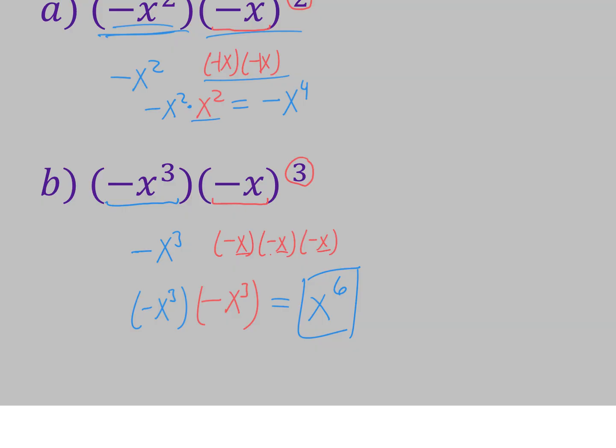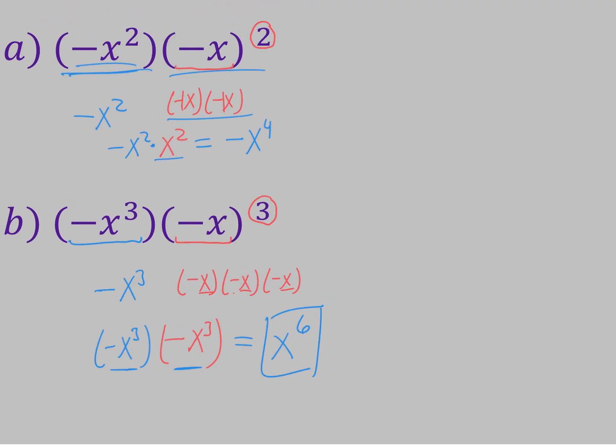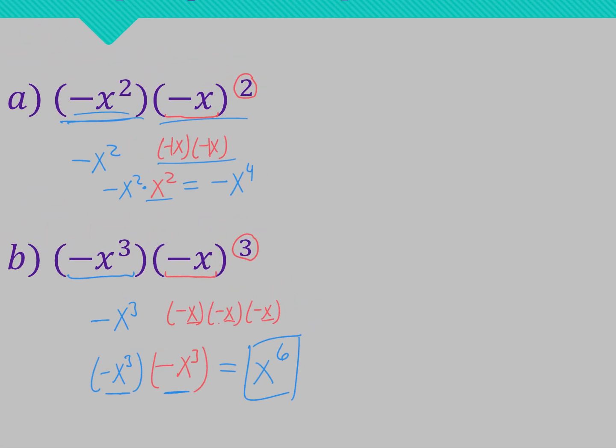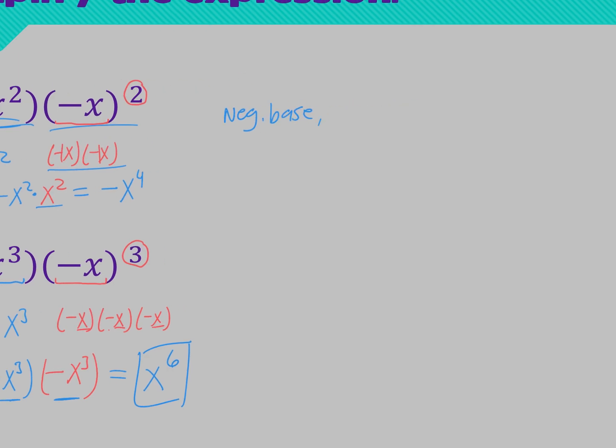Now notice it didn't really matter where the parentheses was. We still got a negative x to the third in both sets of parentheses. As a general rule of thumb, if you have a negative base and even exponent, that's going to get me a positive answer. However, if I have a negative base and an odd exponent, that's going to get me a negative answer.